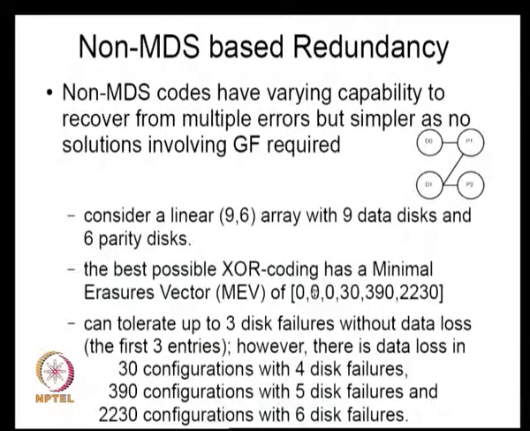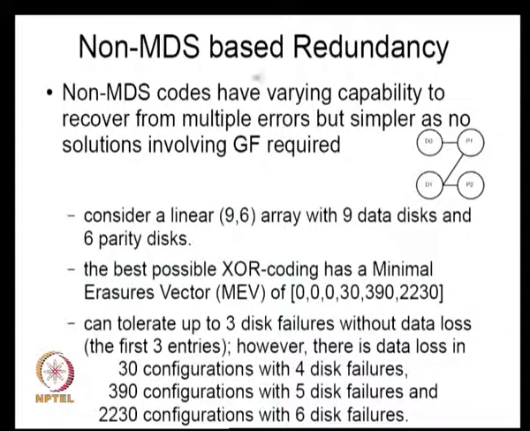You fail, whole system fails in 0 number of ways if there are 2 errors. There are 0 ways in which you can fail in case there are 3 errors. That means that any 3 errors it can handle. But there are 30 configurations in which it can fail if there are 4 errors, 4 disks fail. Similarly, there are 390 ways of doing it, and there are 2. So these things have different types of capabilities here.